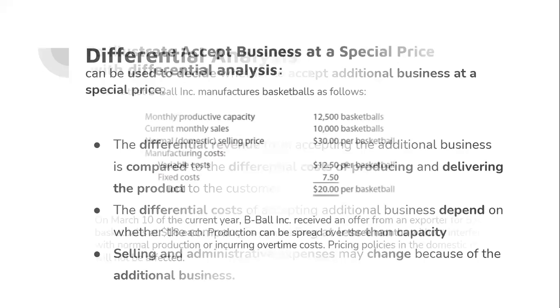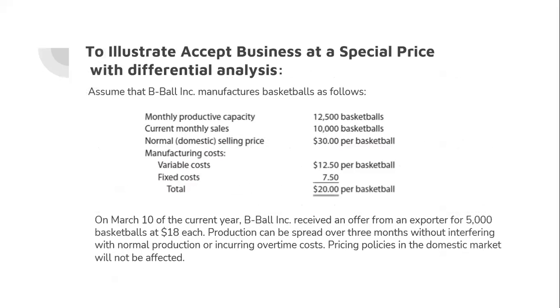To illustrate how to accept a business at a special price, assume that B-Ball Incorporated manufactures basketballs as follows. Monthly productive capacity is 12,500 balls. Current monthly sales, 10,000 balls. Normal or domestic selling price is $30 per ball. Manufacturing cost, the variable cost, $12.50 per ball. Fixed cost is $7.50. Total manufacturing cost is $20 per ball.